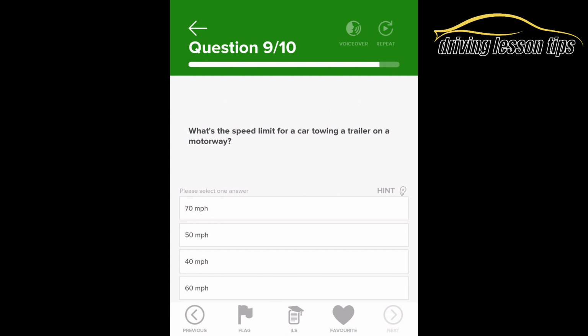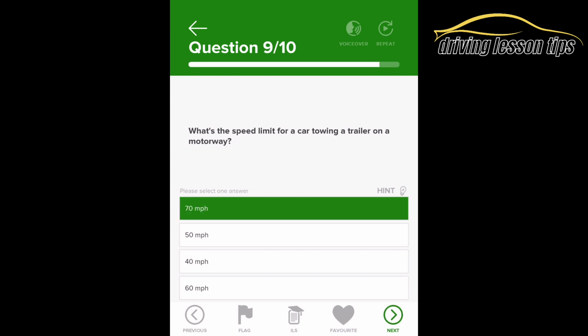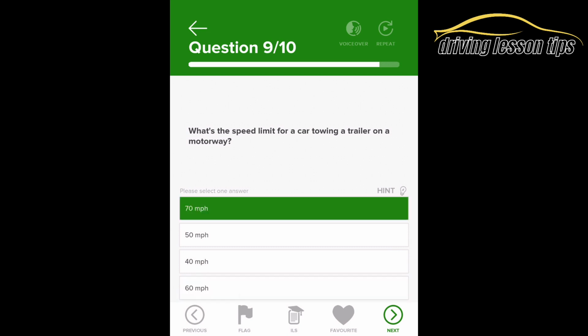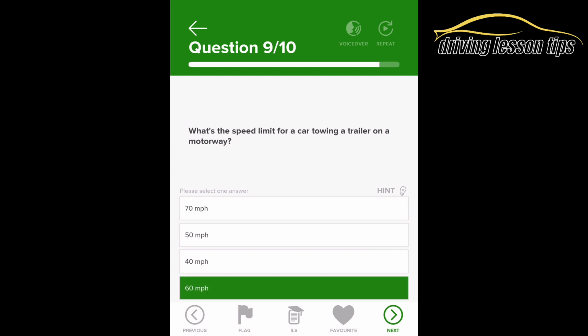Next question, question 9. What's the speed limit for a car towing a trailer on a motorway? Is it 70, 50, 40 or 60? Okay, read the question. So we know for a car, the speed limit on a motorway is 70, but if they're towing a trailer, you take 10 mile an hour off it, so it's going to be 60. Okay, it's going to be 60 mile an hour on this one. So that's the easy way to work it out.